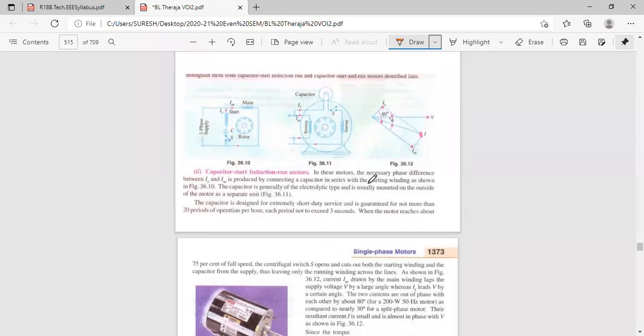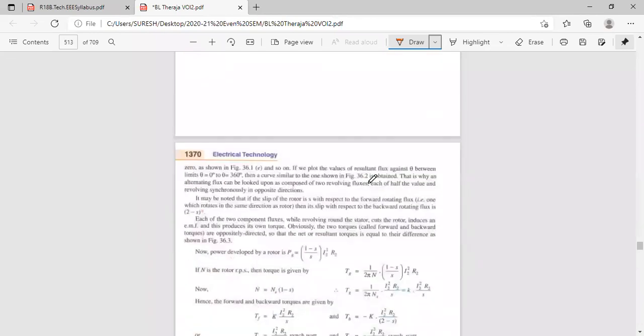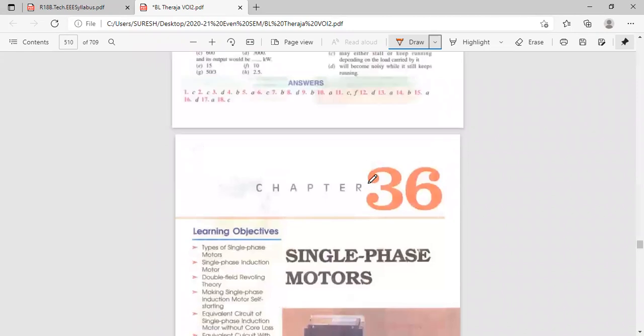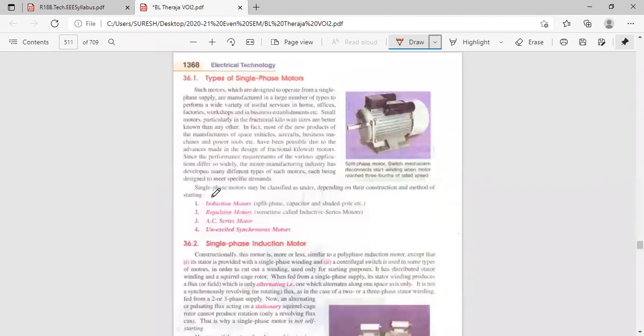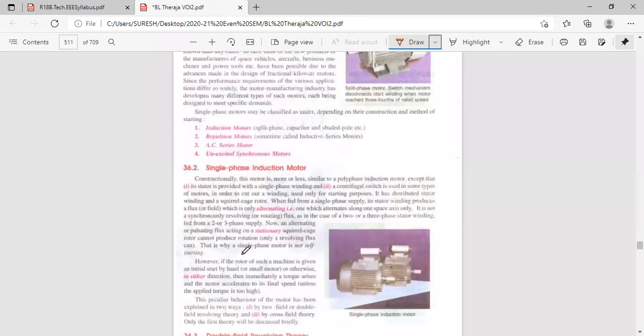So with this, we have completed our single-phase induction motor. Today, what I have discussed is the single-phase induction motor. In your syllabus, you have split phase and capacitor. In the exam, if they ask, first you have to write split phase only. If they specifically ask for the capacitor type, you have to write the capacitor. Otherwise, you have to write only split phase. So up to this, you have to write in the exam.